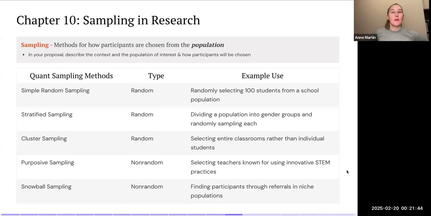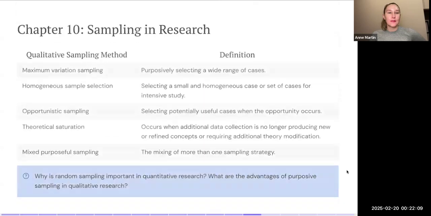maybe this is a music teacher who specializes in violin, who teaches 8th grade. So you have these specific characteristics that you can use to guide your sampling. And then snowball is when you find participants through your other participants, ask them who else they might know that meet the criteria for your sampling.